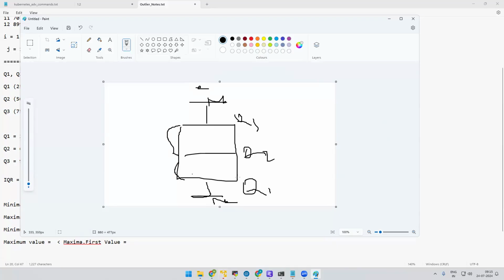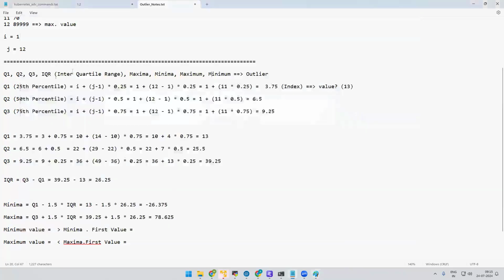How do you find this range? Q3 minus Q1. So IQR is nothing but Q3 minus Q1. What is Q3? 39.25. What is Q1? 13. So 39.25 minus 13 is 26.25. Any questions? No, sir. Okay.